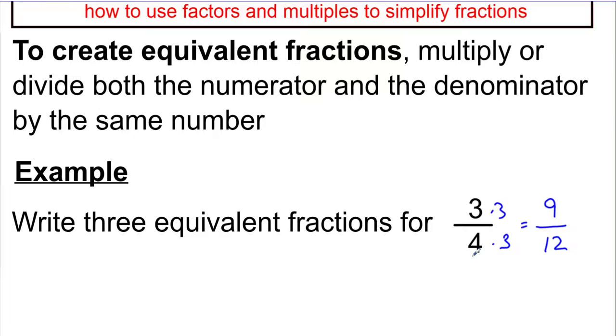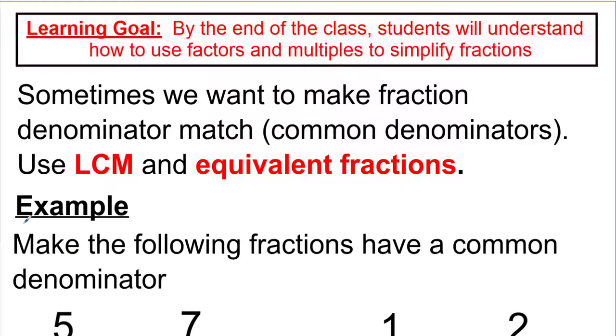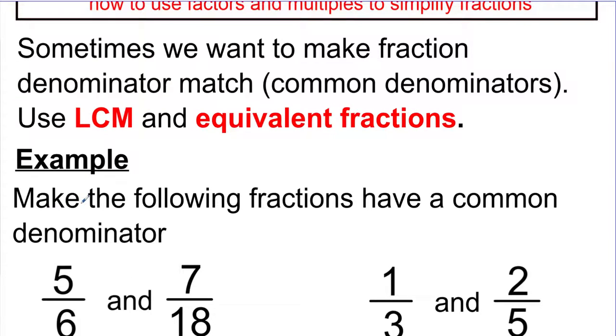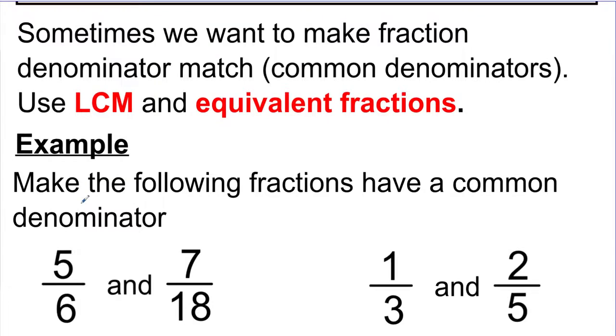One's got a 12 in the denominator, the other one's got a 4. So we can make numbers larger very simply by multiplying by any number that we want in order to change it. Sometimes when we're looking at two fractions and we want them to have the same denominator, this is where this whole least common multiple thing is going to come in, right?